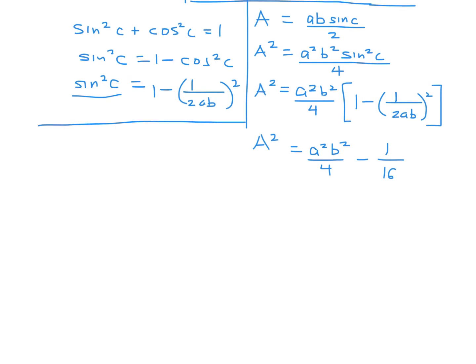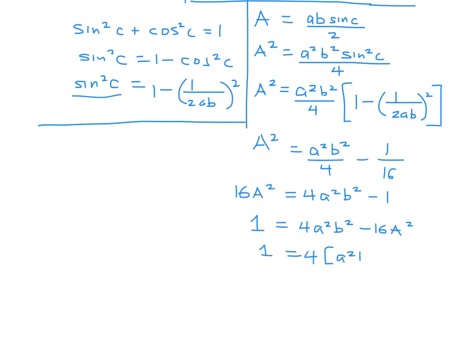Now what do we do? Multiply through by 16 to get rid of these fractions. So 16A squared is equal to 4A squared B squared minus 1. And then put the 1 on the other side, and I'll just be left with 4A squared B squared minus 16A squared, I think. And then factor out a 4. And then finally I have A squared B squared minus 4A squared. Okay, I think this is about as far as I can go.